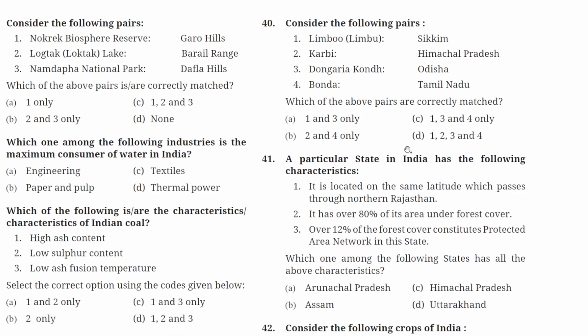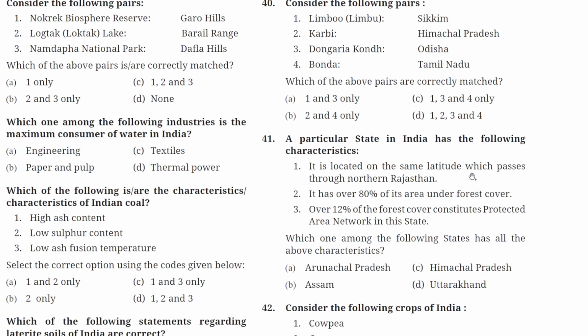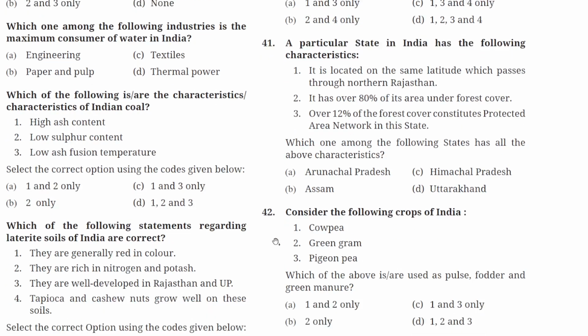Question number 41. A particular state in India has the following characteristics. It is located on the same latitude which passes through northern Rajasthan. It has over 80% of its area under forest cover. Over 12% of forest cover constitutes protected area network in the state. Answer is Arunachal Pradesh.